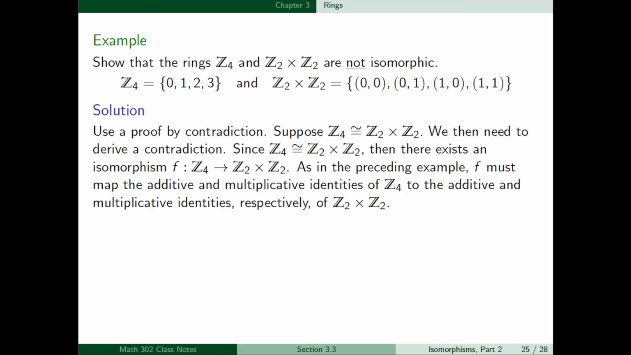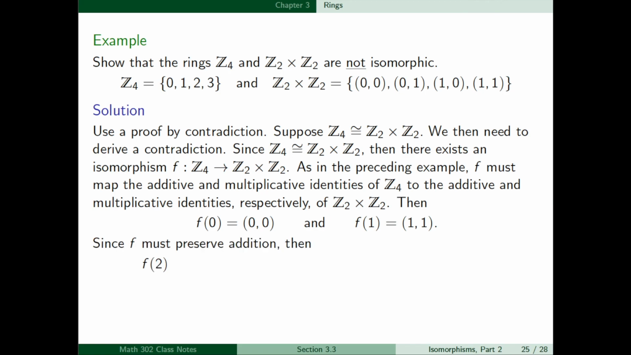As in the preceding example, F must map the additive and multiplicative identities of Z4 to the additive and multiplicative identities, respectively, of Z2 cross Z2. So that tells us that F of 0 must be equal to the ordered pair 0, 0, and F of 1 must be the ordered pair 1, 1.